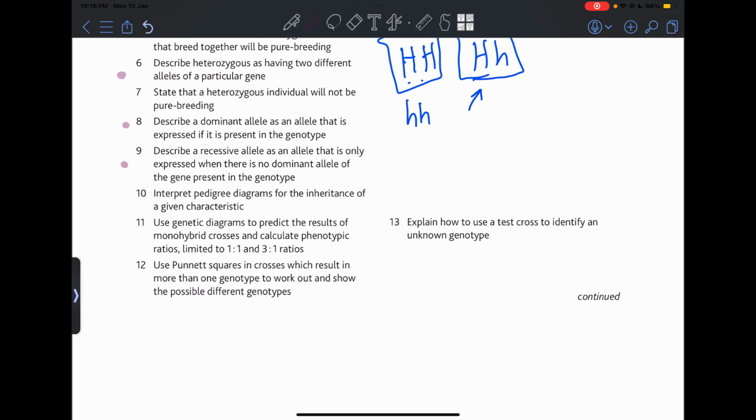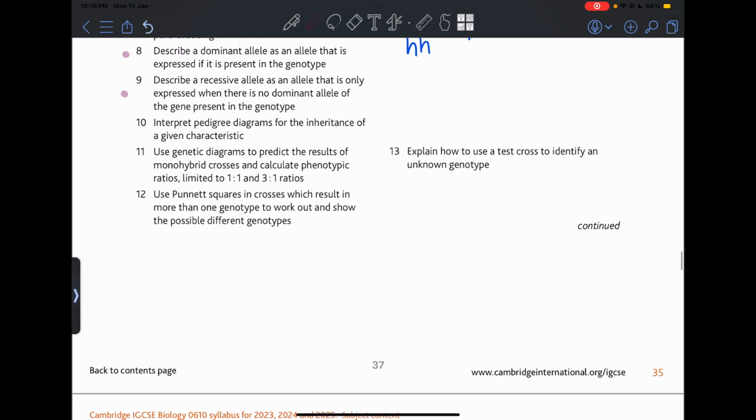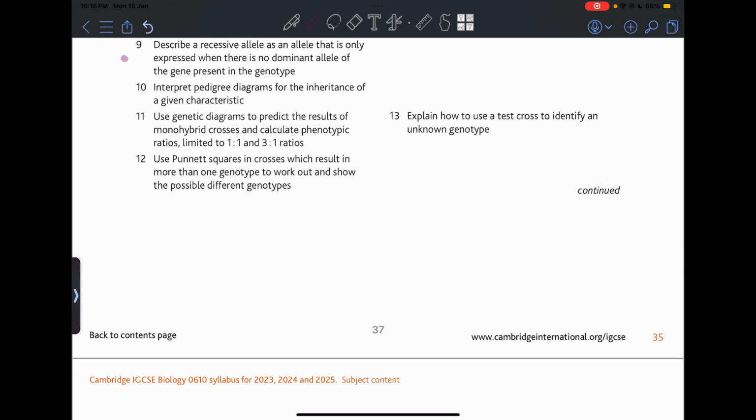11 says use genetic diagrams to predict the results of monohybrid crosses. Calculate phenotypic ratios limited to 1:1 and 3:1 ratios. So 1:1 is basically like half-half, 50% and 50%. And 3:1 means that there's 3 and 1, for example, recessive. So you have to know about the monohybrid crosses.